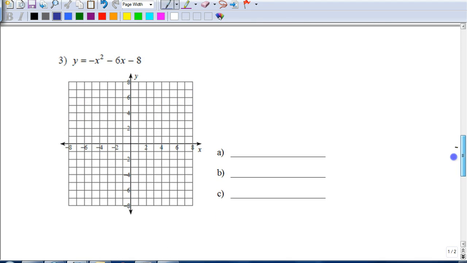Now I want you to follow these steps to do number 3 here. I want you to pause the video and hit play when you're ready to check your answer. Okay, let's see how we did here.